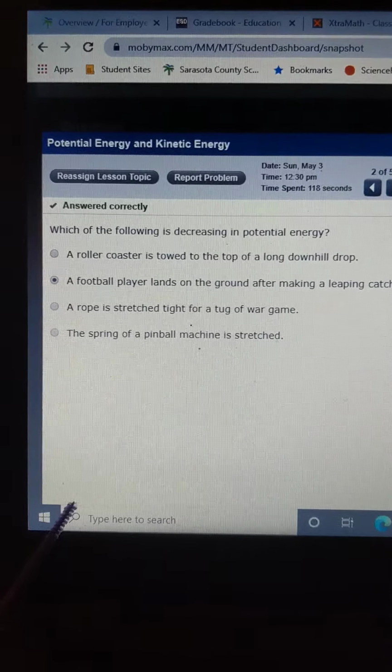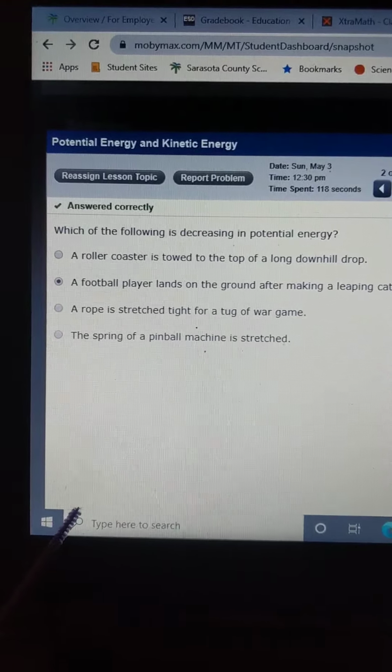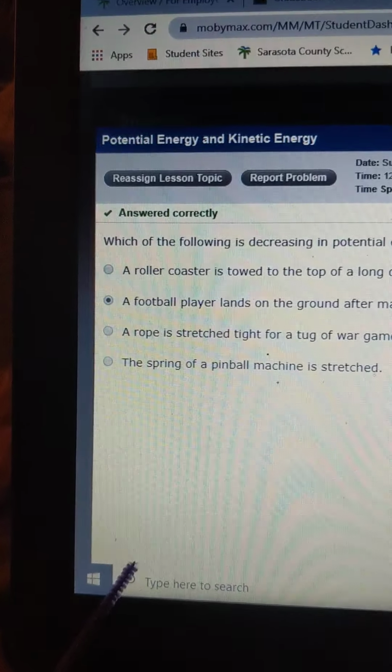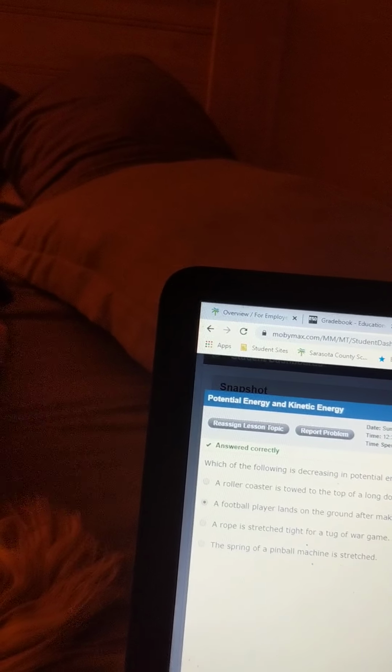A rope is stretched tight for a tug of war game, and the spring of a pinball machine is stretched. Those are the same things. They're both pulling them apart. And a football player lands on the ground. He's already at the ground. He's done. So that's the one decreasing in potential energy because he's on the ground.